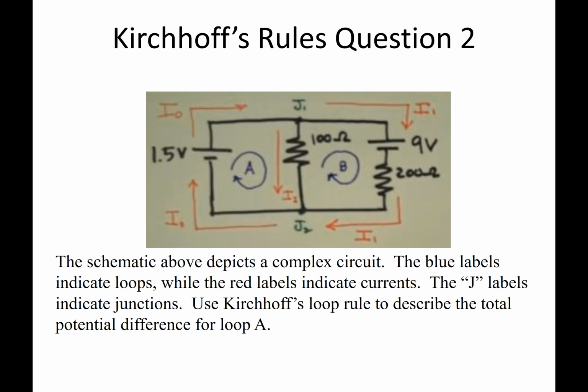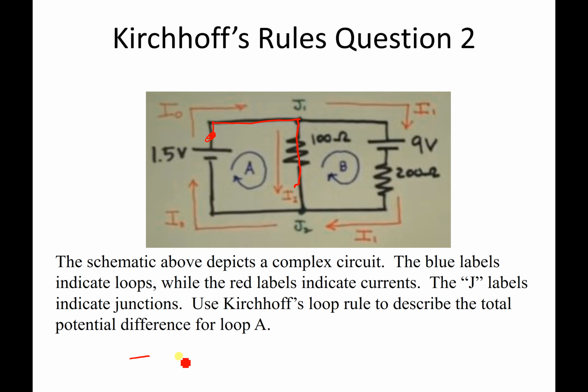All right, so now the second question. This time we want to use Kirchhoff's loop rule to describe the total potential difference for loop A. So I'm going to start, let's just say I start right here. And I move through my circuit. I go through this resistor in the direction of the current flow, which means the potential is going to drop.